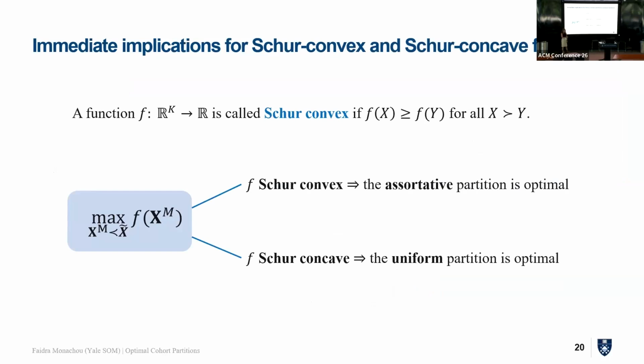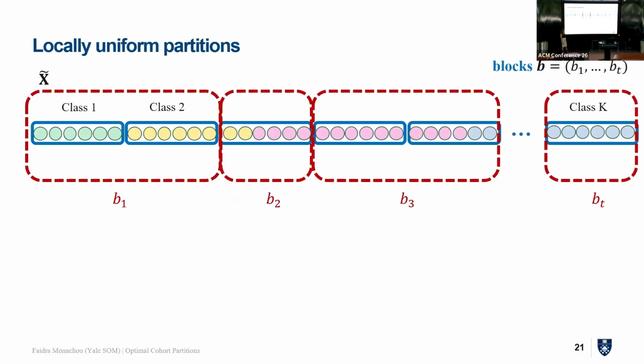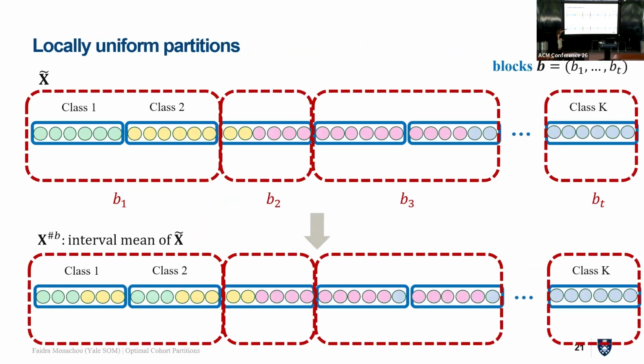But of course, this is not all the objectives we can have. What if neither holds? In this case, we show that a class of equal locally uniform partitions is optimal. This is similar to the notion of the top uniform partitions that I showed you earlier. The idea again here is that we sort all students, start with the assorted partition and then define blocks of consecutive classes. But within each block, I'm going to shuffle students around so the classes will settle.